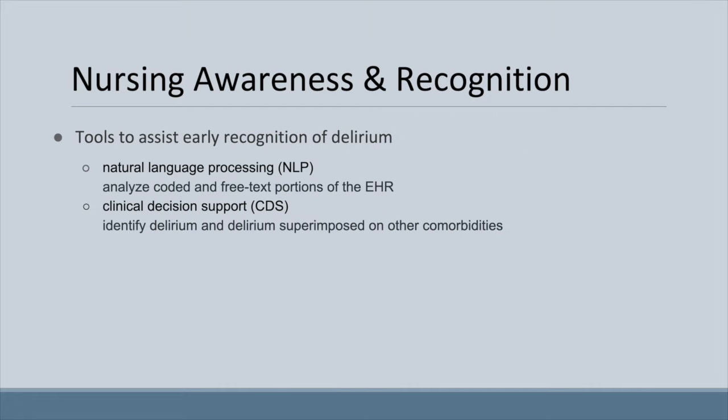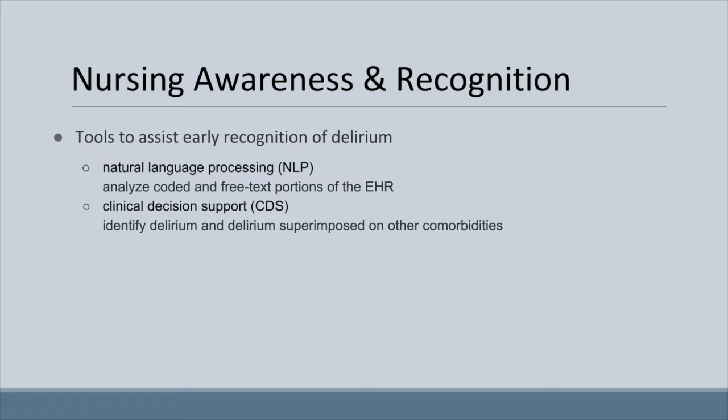Due to the successful and prevalent adoption of the electronic health record, or EHR, it is helpful to use various tools assisting nurses and doctors in early recognition of delirium in elderly patients. Zeeland and colleagues have recommended natural language processing, or NLP, and clinical decision support, or CDS.